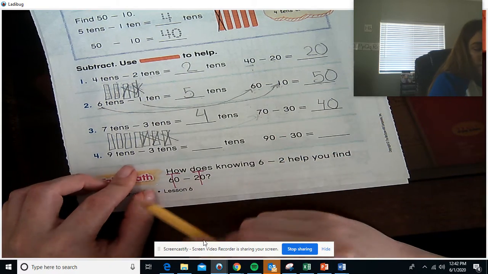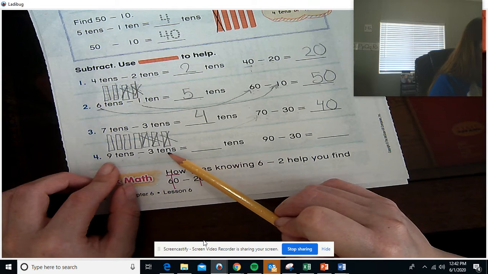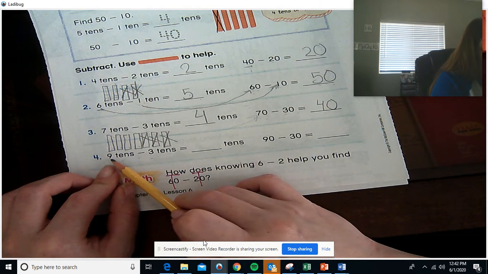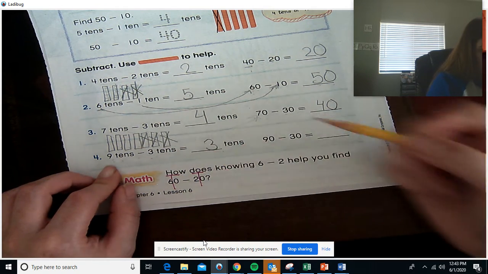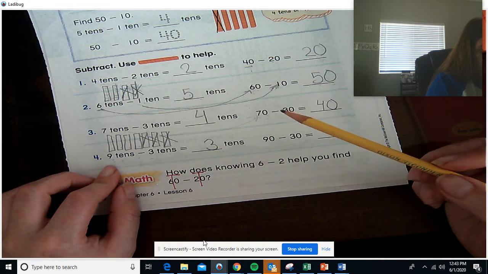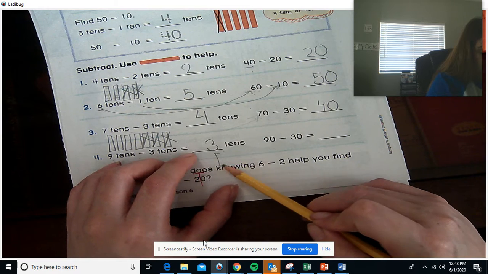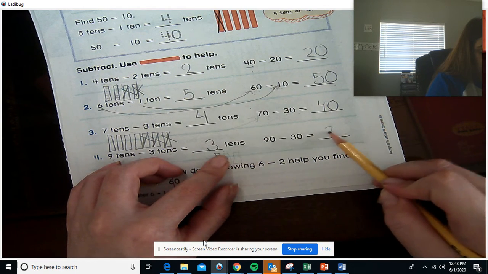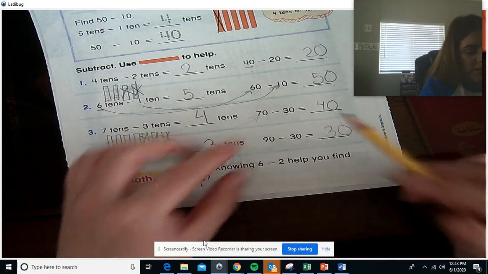Okay, this is our last one that we're going to do together. 9 tens minus 3 tens. So we have 9 minus 3. 9 tens minus 3 tens. What is that? 9 minus 3 is 3. So what that means, if 3 tens are left, that means that we have 10, 20, 30 left, right? 90 minus 30 equals 30.